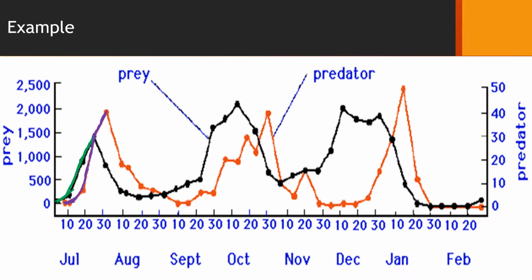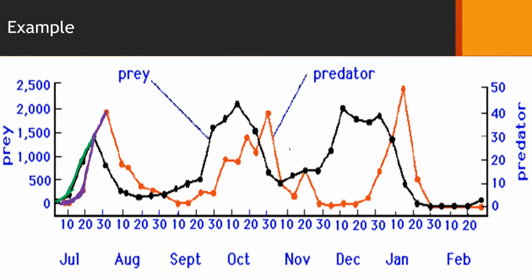throughout the entire graph. It's very similar. So as the number of prey animals rise, the number of predators also rise because there's less limiting factors. There's more food. And since there's more food, there's more offspring, and therefore there's more mates.